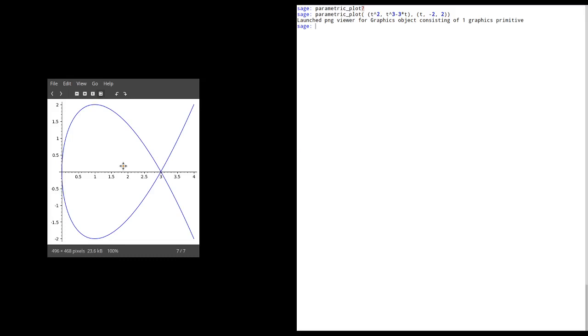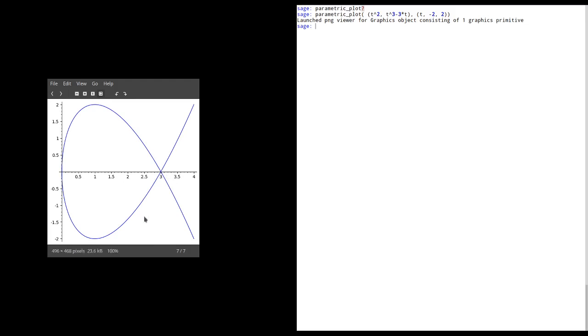So what I did was I typed in our curve here. I have x equal to t squared and y is t cubed minus 3 times t. I'm going to plot it for t between -2 and 2. And so the plot of my curve here looks like so. And so you can see that at 3, 0, indeed, we have a self-intersection on the curve. And as a consequence, there will be two tangents.